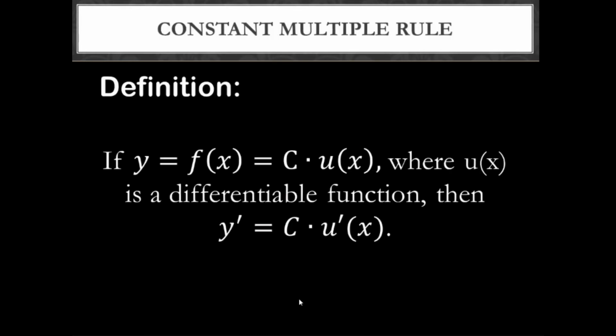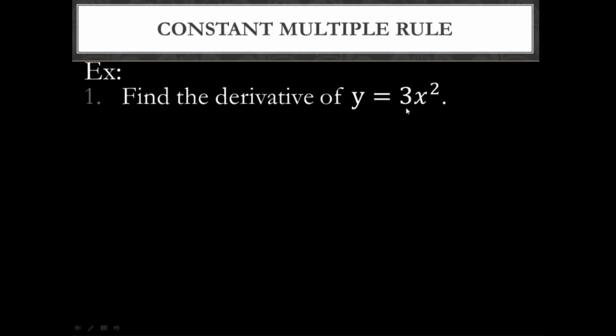Let's proceed to constant multiple rule. If y equal to f of x equal to c times u of x, where u of x is a differentiable function, then y prime equal to c times u prime of x. So kapag may nakikita kayo dyan, derivative po yun, ano? So we need to take the derivative of u of x, then multiply that to the constant. Halimbawa, what's the derivative of 3x squared?